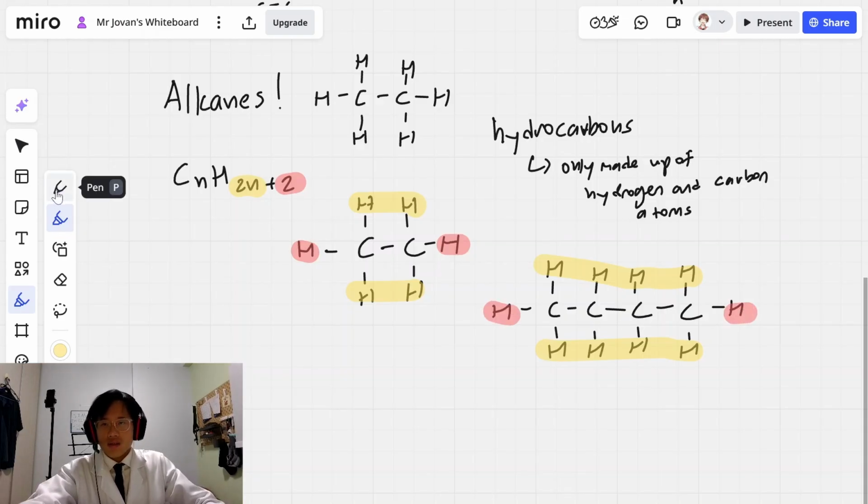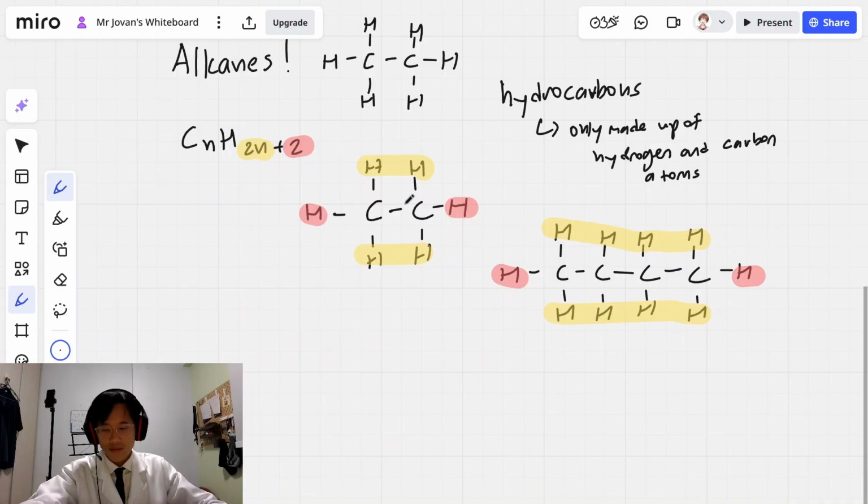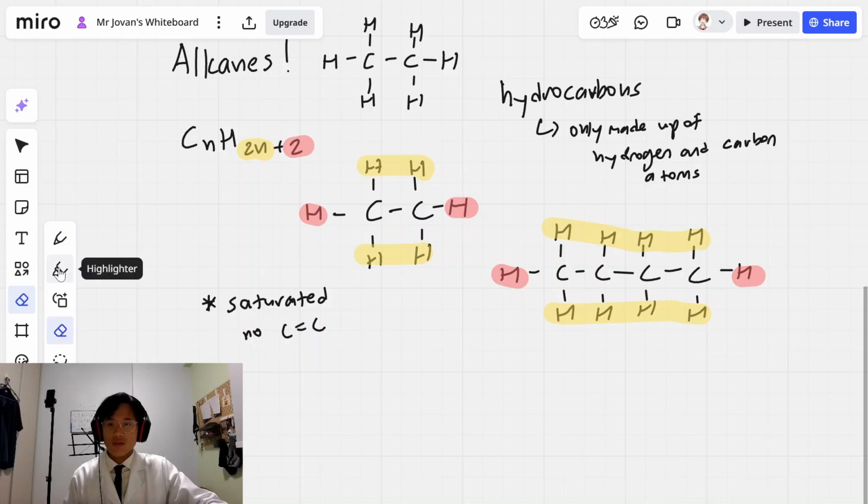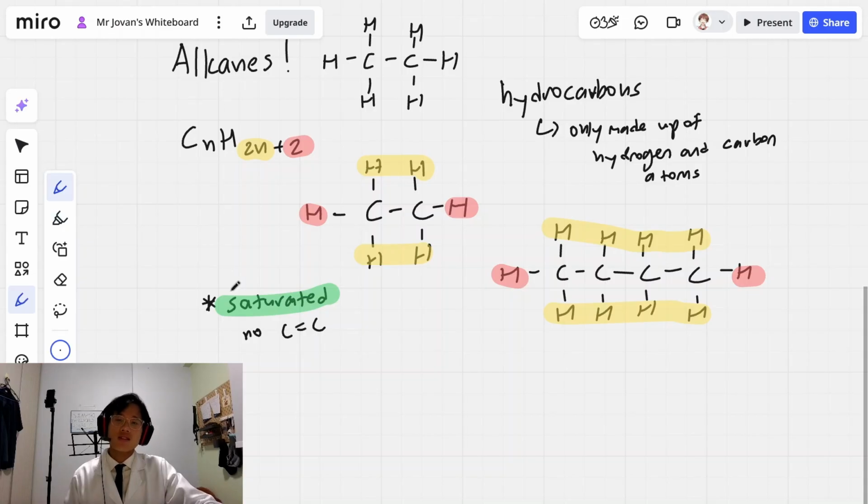Now that you know how an alkane looks like and the general formula, one thing that you must know is that alkanes are saturated. What does saturated mean? Saturated means that there is no CC double bond. Very important, you must know that alkanes are saturated. No CC double bond means saturated. This one, go and write down and memorize. Alkanes saturated.